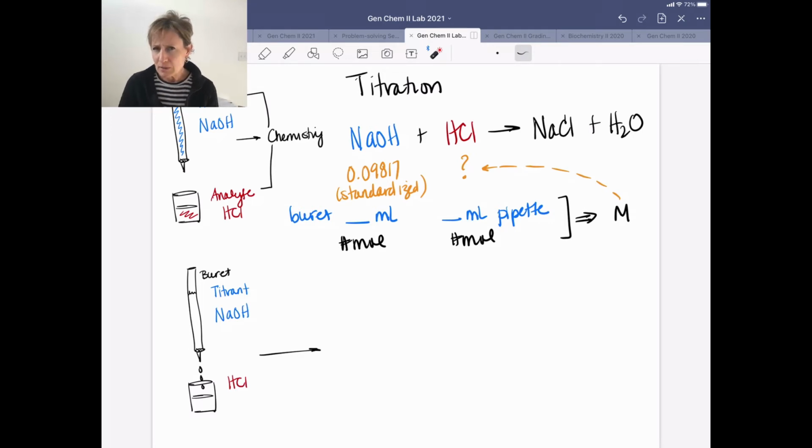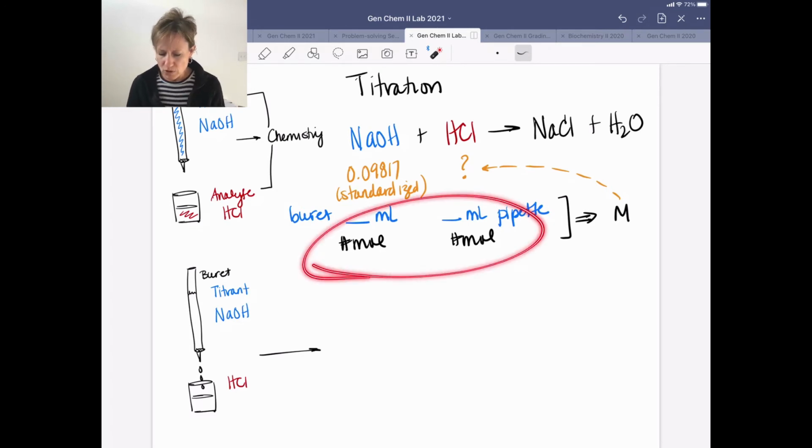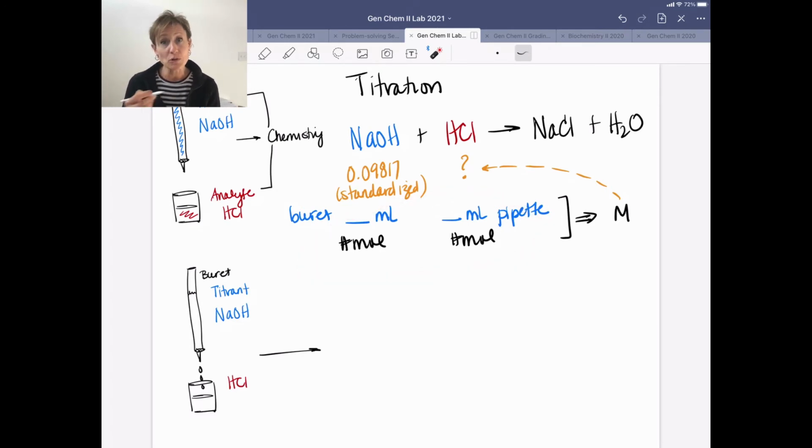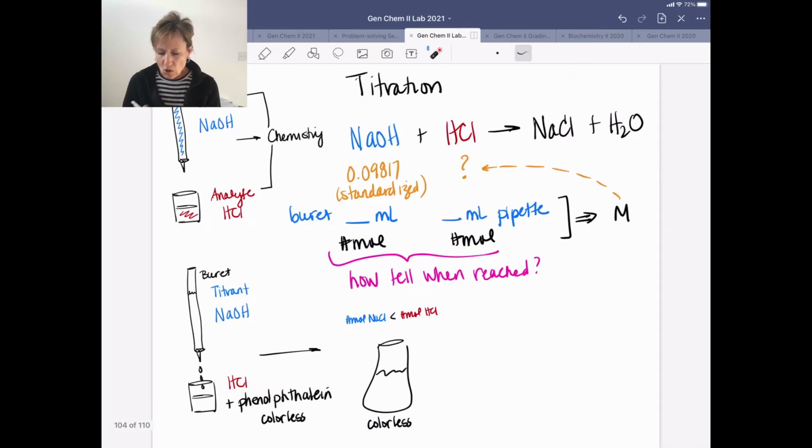So let's talk a little bit about that question of, well, how do I know that I've reached this point where the moles of sodium hydroxide will equal the moles of HCl? Well, we're going to be able to use an indicator called phenolphthalein that'll tell us when we've reached that. So when phenolphthalein is in an acidic solution, it's going to be colorless. So when the moles of HCl outnumber the moles of, and it shouldn't say sodium chloride there, that should say sodium hydroxide. Let me fix that real quick. We've got sodium hydroxide there.